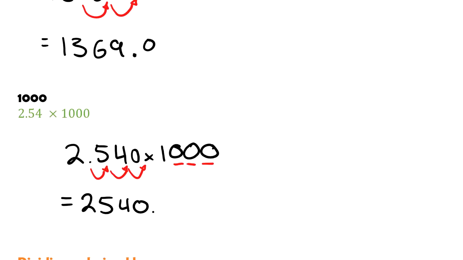So again, the number of zeros is how many places the decimal place is moving. So there were 3 zeros, so we moved the decimal place 3 positions to the right.